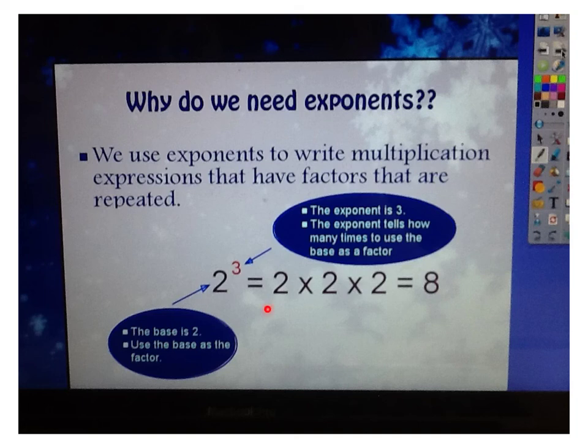How do we get 8? Well, first we start with 2 times 2, which is 4, and then 4 times the last 2, which is 8. Exponents can be as simple as that, and you can see that it's really shortened up as we just write 2 to the third.